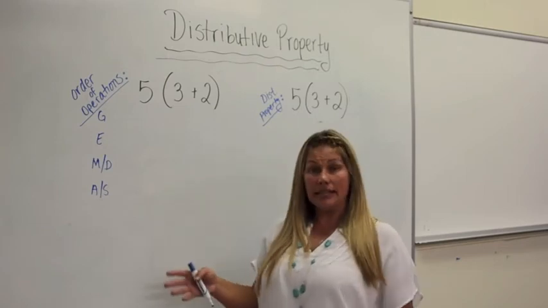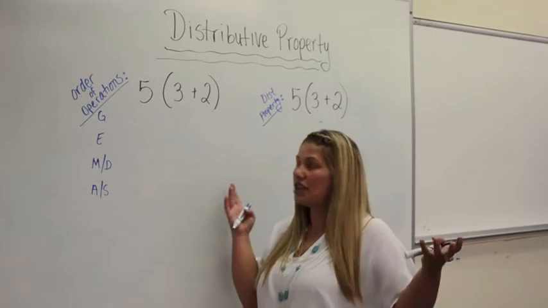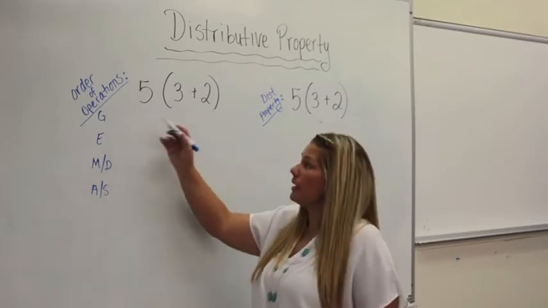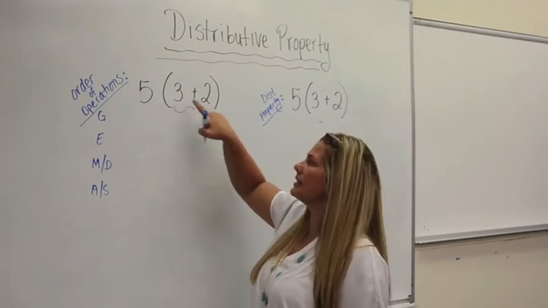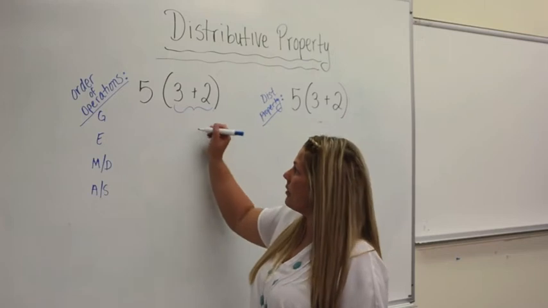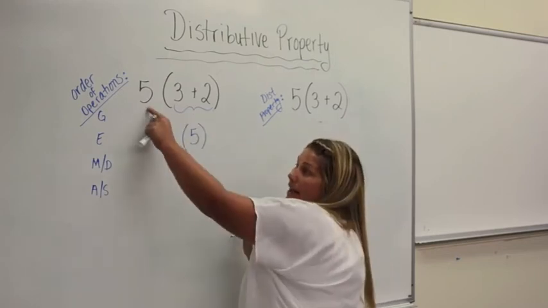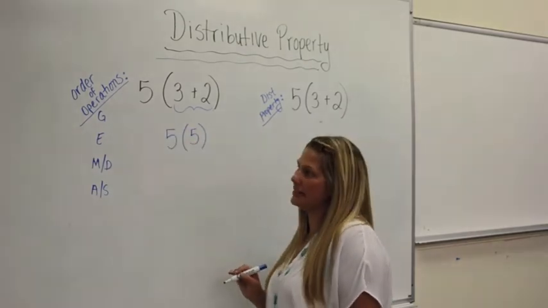Well, typically what we did in the past is we followed GEMDAS, order of operations, which I would do in this problem as well. Remember, the G stands for grouping. We look for the grouping first. Right here, we have in the parentheses 3 plus 2, and 3 plus 2 is just 5. But we still have that 5 on the outside touching the parentheses.